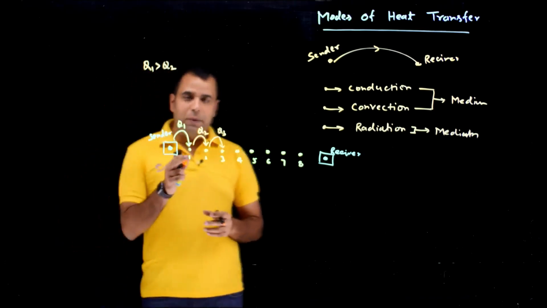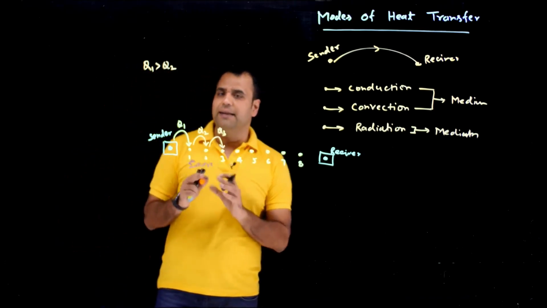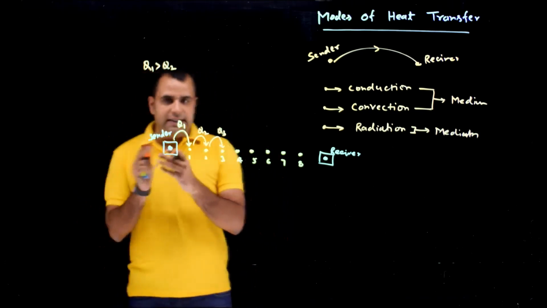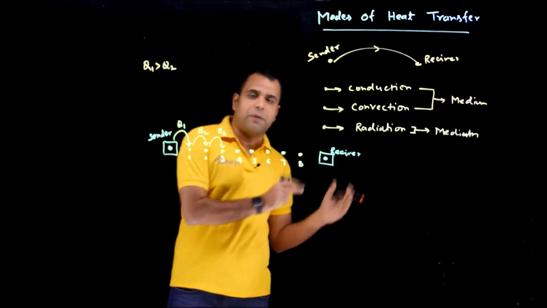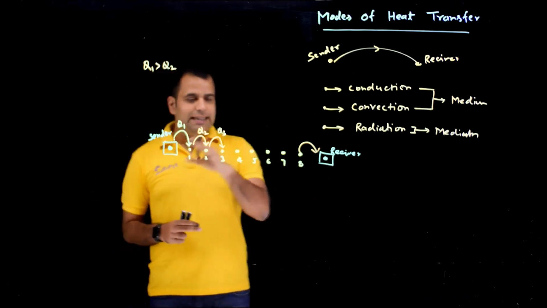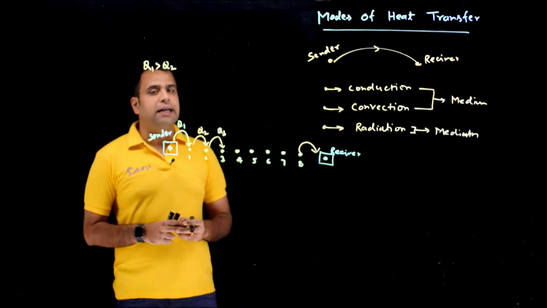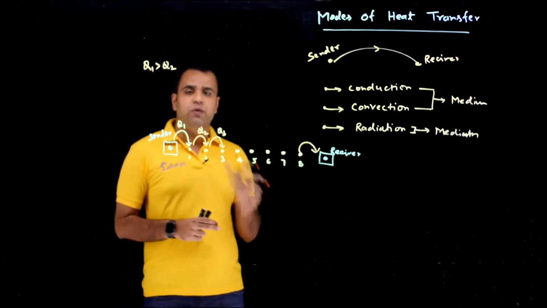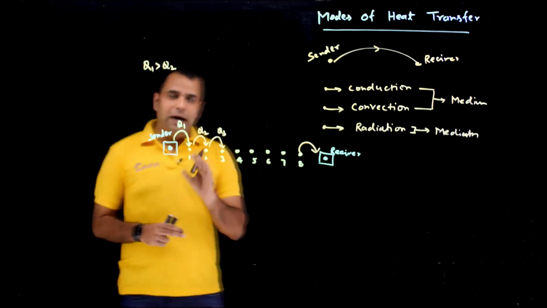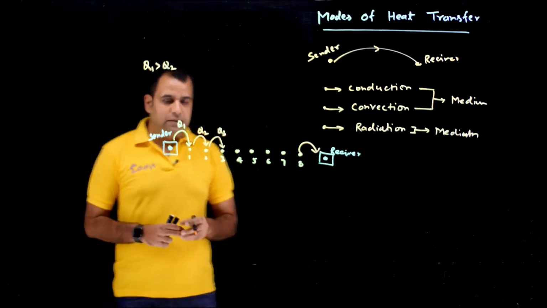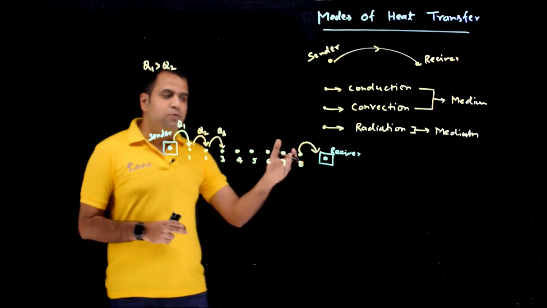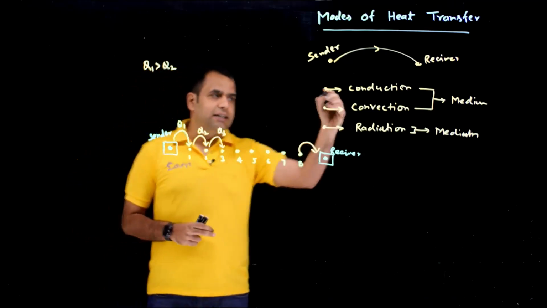So basically what is happening is the particles remain at their mean location, but their vibration increases. In this process, they are transferring the heat which they received from the sender to the nearest particle. And in the end, this energy will reach the receiver. So energy is being transferred with the use of the medium's particles. Particles are not moving. Only the energy is moving from one to the other, from particle 1 to the receiver, but the particles remain at their mean location. This process, where the particles only vibrate, they don't move from their mean location, but the energy moves along them, is known as conduction.